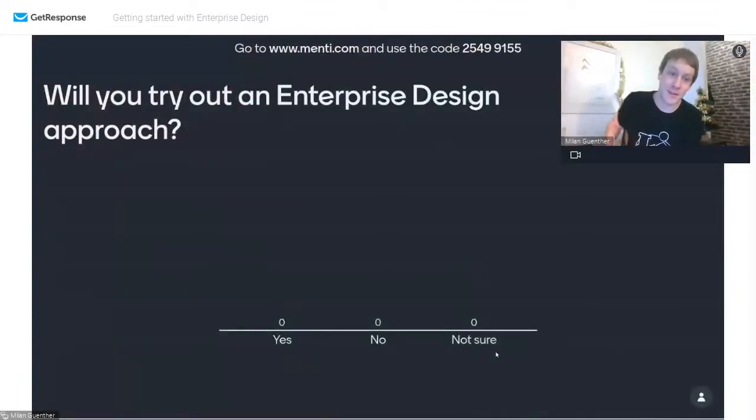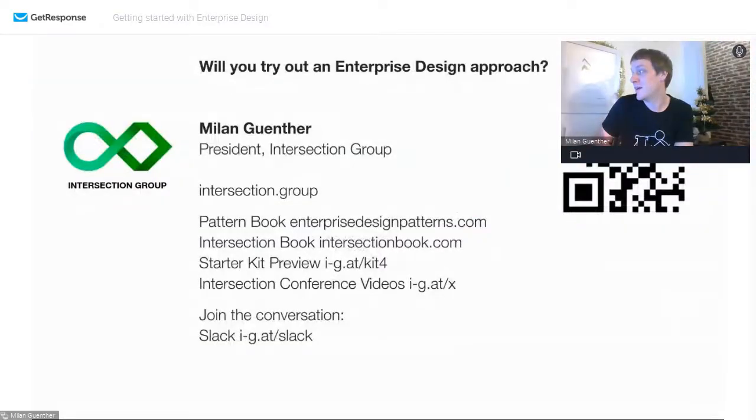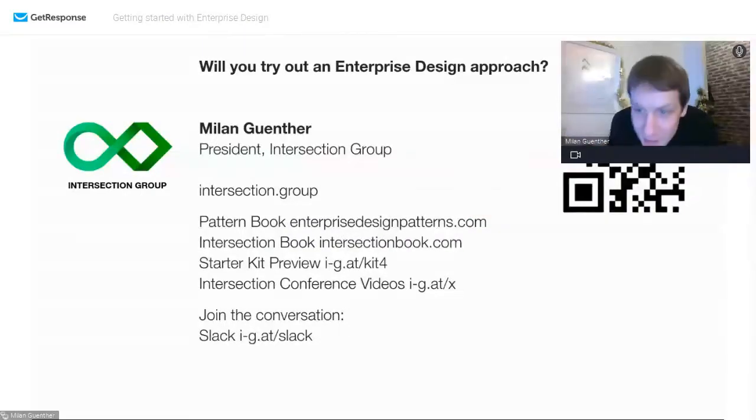Will you try an enterprise design approach? And with that, I will look at some of the questions, if there are any.